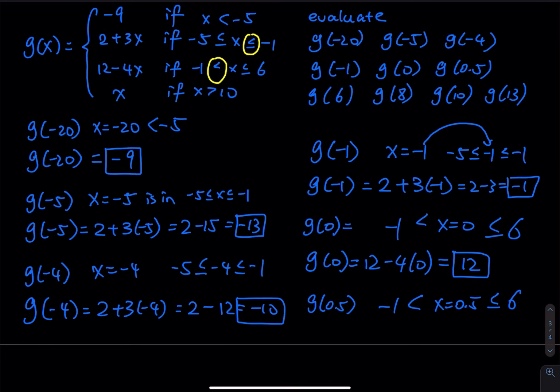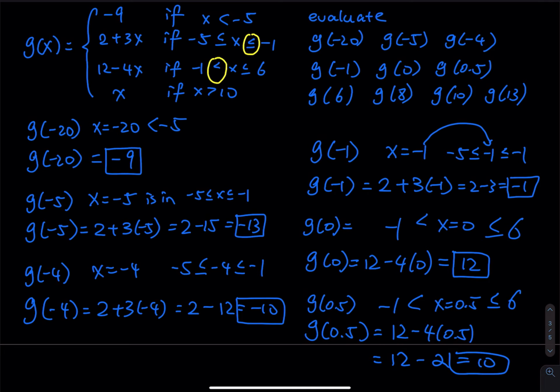So that means we are taking the second piece. So we have g of 0.5, we plug this in, sorry, I said the wrong thing. We are taking the third piece, 12 minus 4 times 0.5, that is 12 minus 2, which equals 10. So how many more do we have?